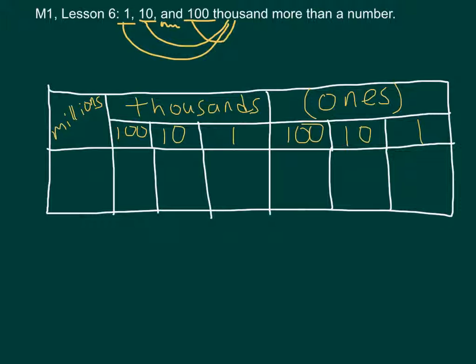Let's do 10,000 more than a number. Right here in our title, remember there's the 10 and the 1,000. They go together. 10,000 more than a number. So let's do a different number. Let's say we have 23,000.